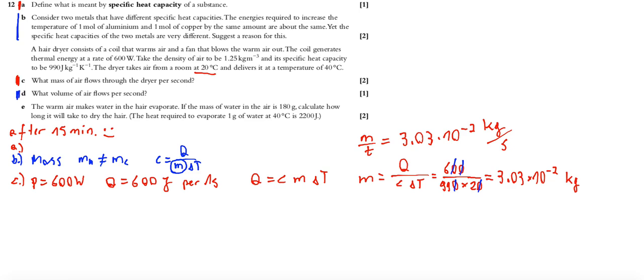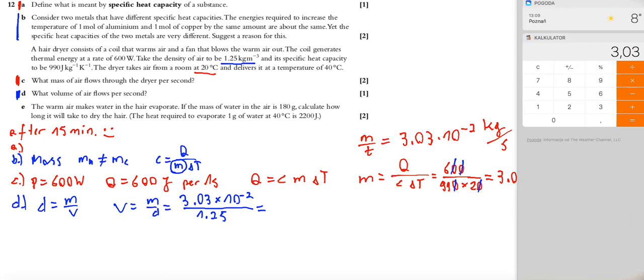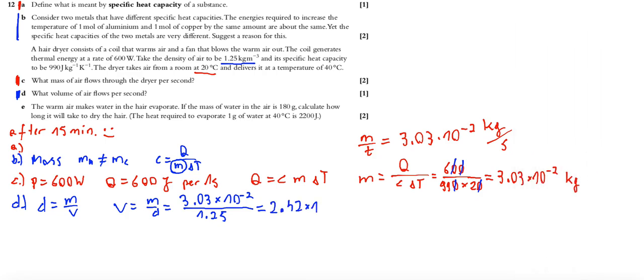Okay, D. We have to find volume. The equation for density: density is mass over volume, so volume is mass over density. Volume per second, so mass per second. Mass per second was calculated in the previous point, 3.03 times 10 to the power of minus 2. And density is given here, 1.25 kilograms per meter cubed. I have standard units everywhere. My powerful calculator is able to divide this: 2.42 times 10 to the power of minus 2 meters cubed. This is volume. So volume per time is 2.42 times 10 to the power of minus 2 meters cubed per second. Clear?